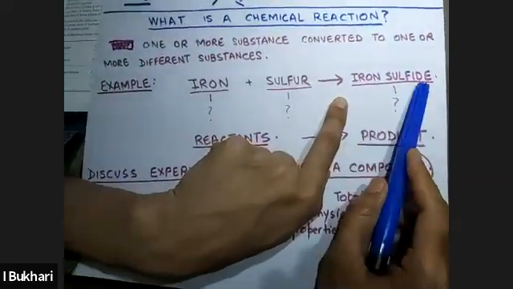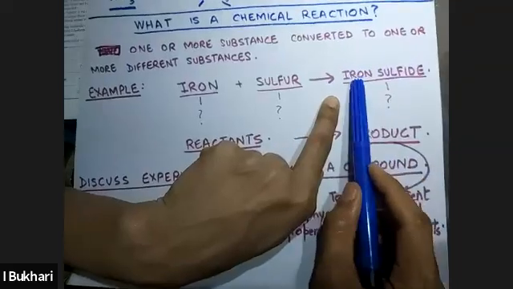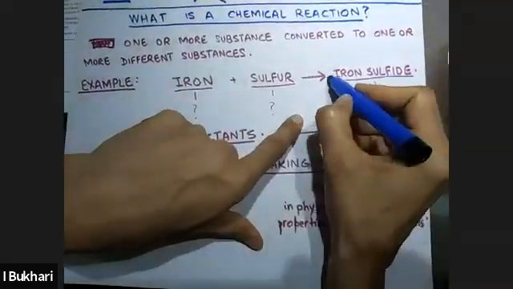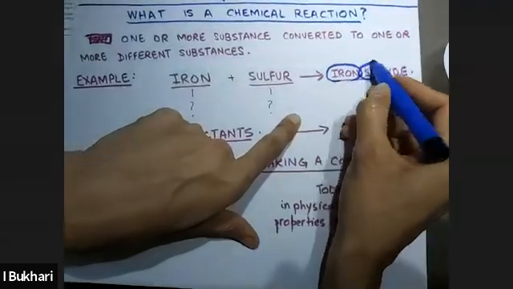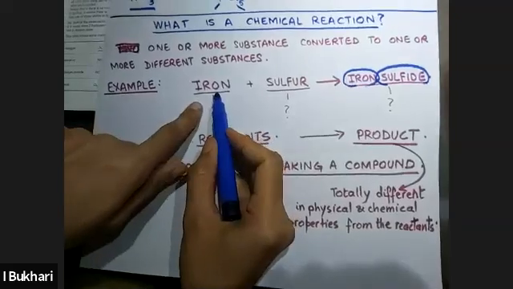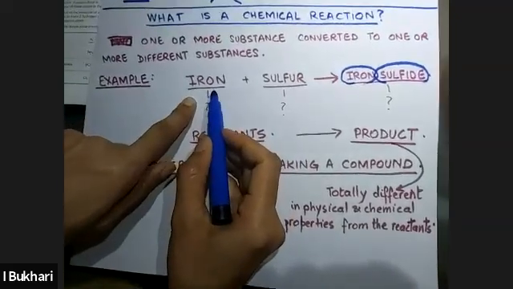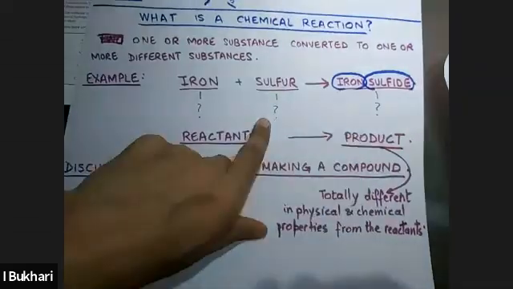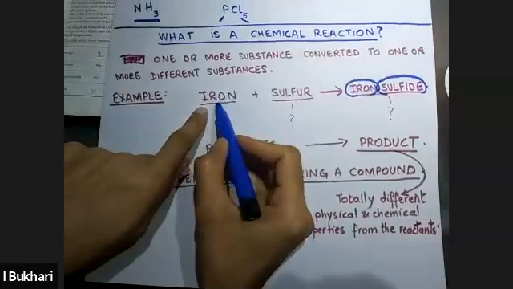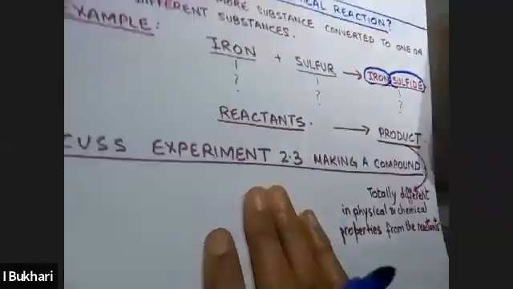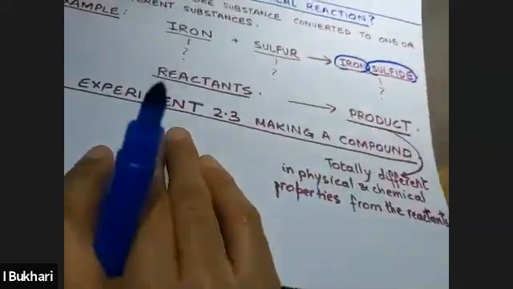Why compound? Because it has two types of elements. What are the two types of elements? One element is iron, the other is sulfur, right? So this is a compound. Is iron a compound? Is sulfur a compound? No. Why? Because iron has only one type of atom, which is iron. We can see iron in the periodic table.